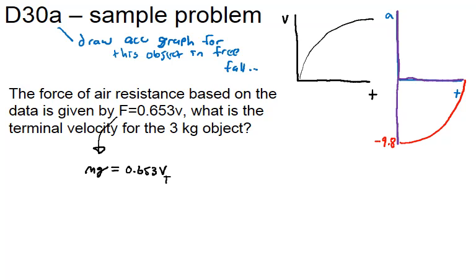All right, so we should get a terminal velocity of 45.02. So at that point, the weight is going to equal the force of air resistance.